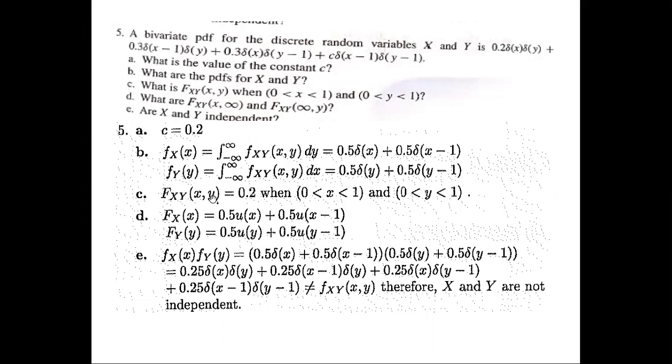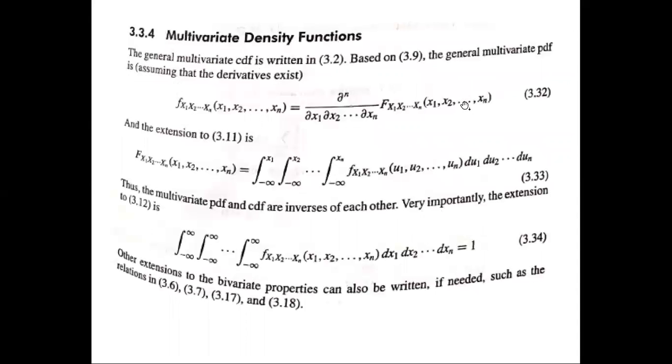Now we need to find the value of the CDF. The CDF can be found from the PDF over here. This is the PDF, F_XY(x,y), and that can be found straight away from the formula given over here. Because we have two variables, it will be double integration. Limits will be, please remember, minus infinity to x1.